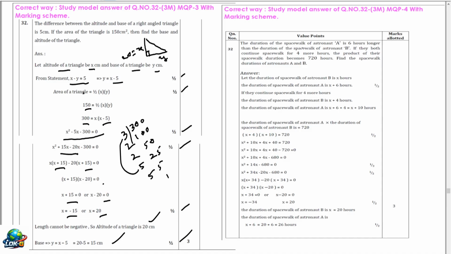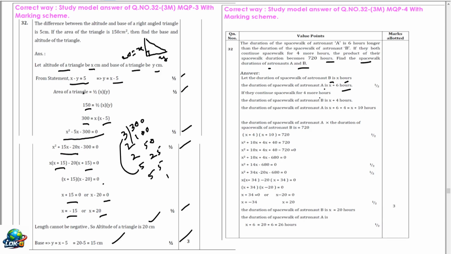The duration of the spacewalk of astronaut A is 6 hours longer than the duration of the spacewalk of astronaut B. If they both continue a spacewalk for 4 more hours, the product of their spacewalk duration becomes 720 hours. Find the spacewalk duration of astronauts A and B. Look here. Let the duration of spacewalk of astronaut B be x, because they have given the duration of the spacewalk of astronaut A is 6 hours longer.